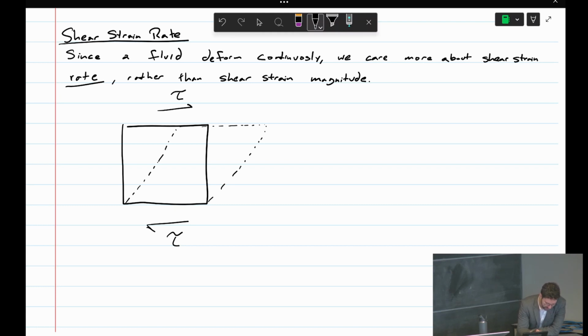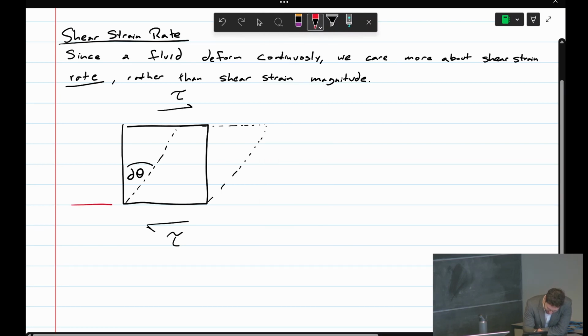And the angle at which these faces change, we'll call that d theta. And that's basically the shear strain. So in solid mechanics, you would have learned how to calculate that. In fluid mechanics, we're going to concern ourselves with the rate of change of that. So the way that we can strain a fluid element like this is through a velocity difference. I'll explain what I mean by that.